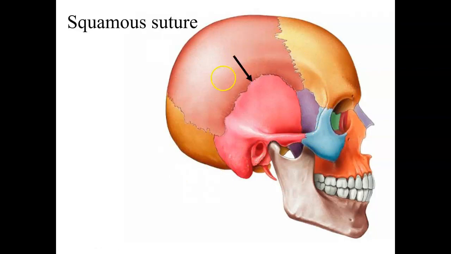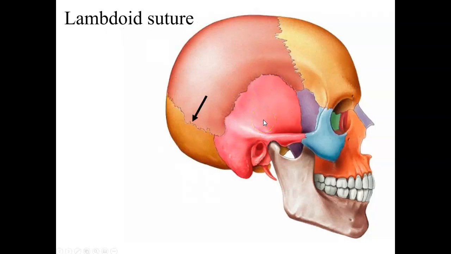This is the squamous suture, and this is a connection between multiple bones: the sphenoid, the parietal, the temporal, and the occipital will be basically coming together along this particular suture. We then have the lambdoid suture. This suture, when you look at it from the back view, looks like the Greek letter lambda. So this is connecting your parietal bones and your occipital bones, and this is called the lambdoid suture.